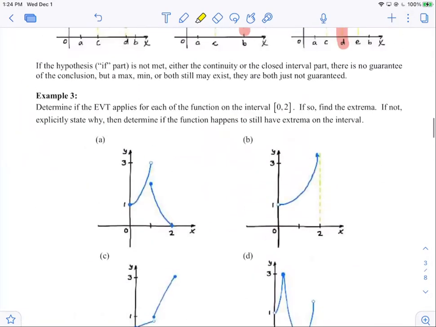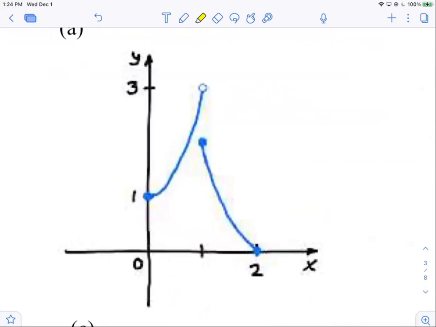All right. Now, for each of the functions, if the EVT applies, find the extrema. If not, say why the EVT doesn't apply, and then determine if it still happens to have absolute extrema. All right, so here's a function. These are all going to be f of x's. They're all going to be on the interval from 0 to 2. Does the EVT apply to this function on the interval from 0 to 2?